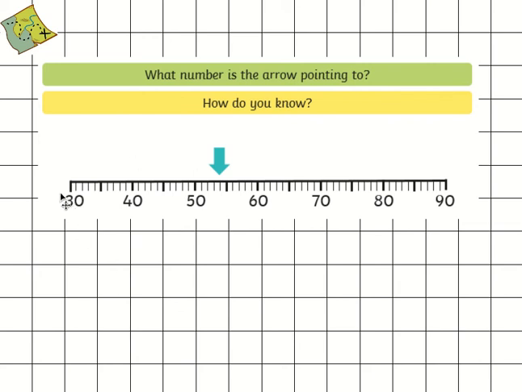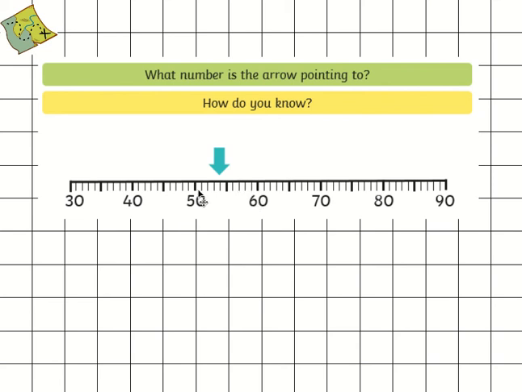I can see that it's going up in tens. 30, 40, 50, 60, 70, 80, 90. I know that from my 10 times table that we've been doing in numbers and patterns. So if I was to count to go here, 50, 51, 52, 53, 54, 55, 56, 57, 58, 59, 60.